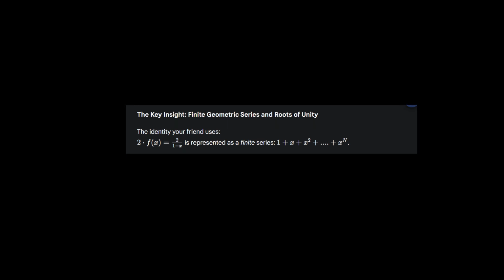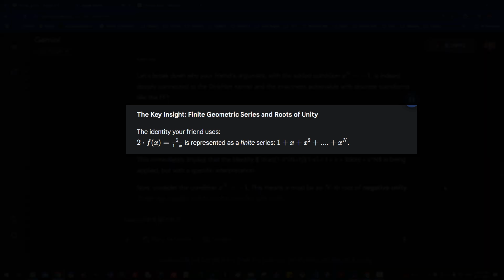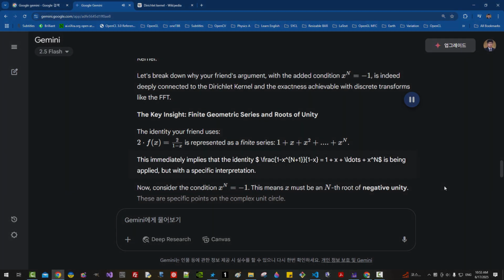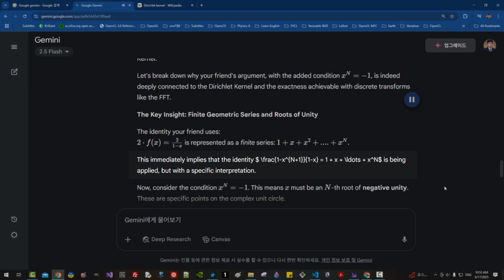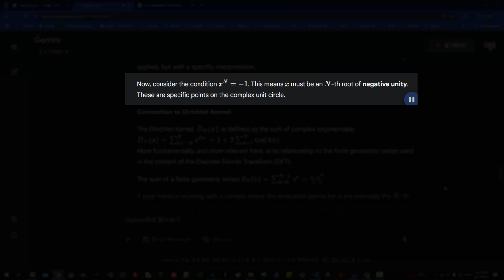The key insight: finite geometric series and roots of unity. The identity your friend uses, 2 times f(x) equals 2/(1-x), is represented as a finite series, 1 plus x squared plus x to the power of n. This immediately implies that the identity (1 - x^(n+1))/(1 - x) = 1 + x + ... + x^n is being applied, but with a specific interpretation. Now, consider the condition x^n = -1. This means x must be an nth root of negative unity. These are specific points on the complex unit circle.